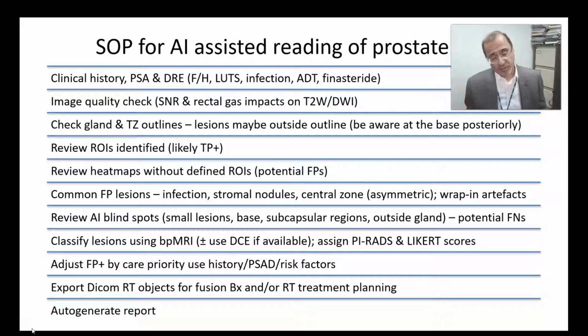We've learnt a number of important lessons during this tutorial. Clinical history is important, PSA, DRE findings, family history, infections, drugs are all important. The quality of the images is obviously key. Signal to noise ratio and rectal gas. Check the outlines of the segmentation, because remember the lesions may lie outside these segmentations, in which case the AI will not find it. And I've shown you a few examples where at the base of the gland, that's where the trouble seems to be.